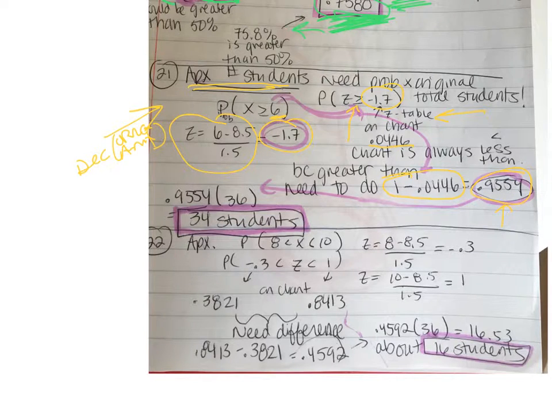So that is the decimal, the probability. So we take our decimal, the probability, and then we multiply it by the original number of students, 36. And that's how we end up with 34 students. And that makes sense. 34 students have a shoe size 6 or larger.